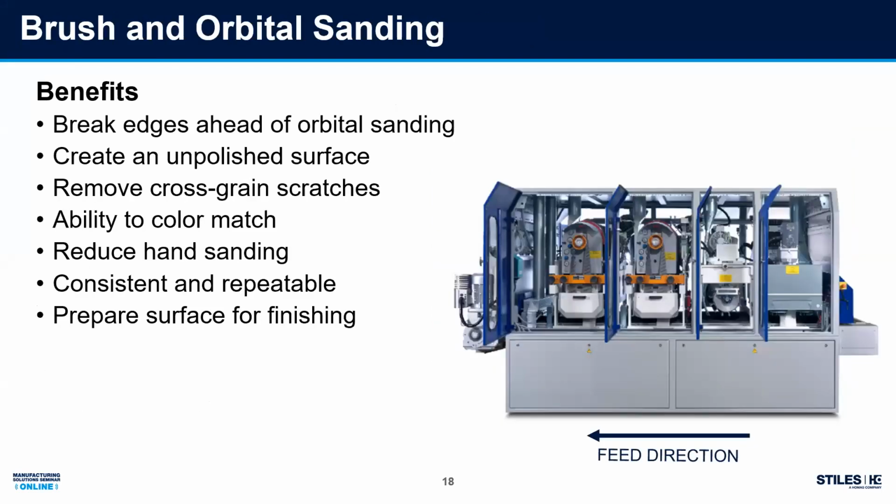This is the Heisman brush orbital sander. And as you can see, the benefits: we can break the edges with this machine. We can create an unpolished surface. We can remove the cross-grain scratches that our calibration machine put in those cabinet doors. We also have the ability to color match. I can reduce or totally eliminate hand sanding with this type of machine. It's extremely consistent and repeatable, and the surface is prepared for finishing. You can come straight out of this machine and go straight into your finishing process.